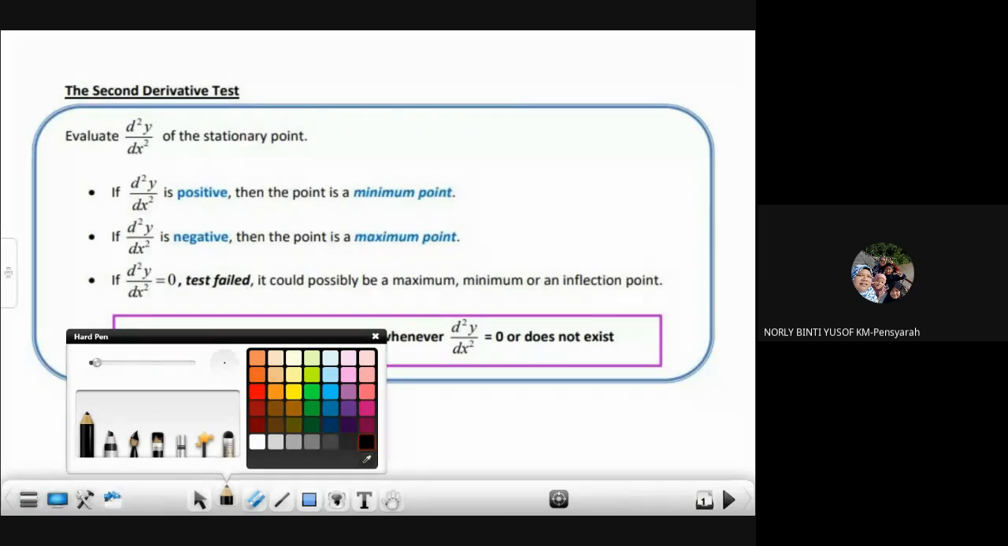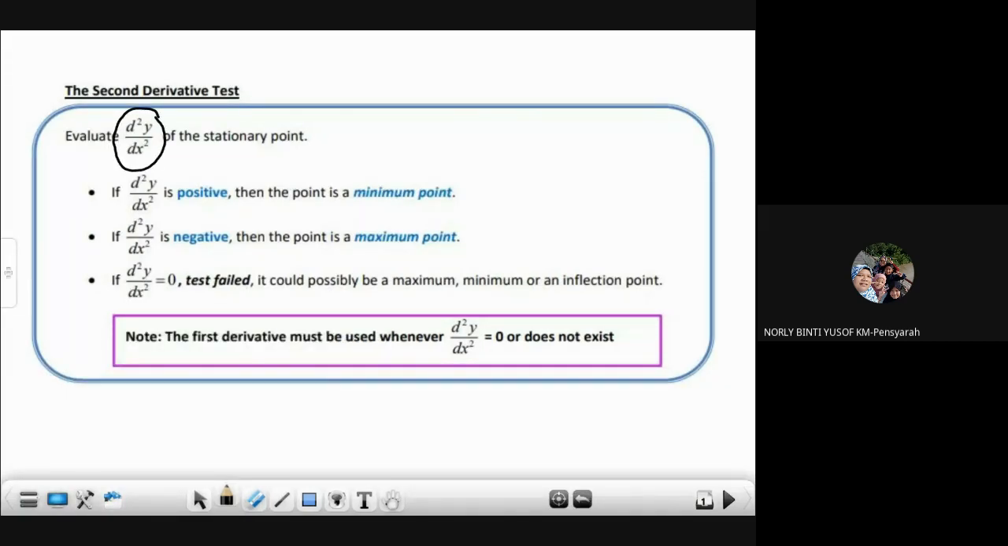Okay, second derivative maknanya second order lah kan, of the stationary point. You have to differentiate sekali lagi. That means differentiate from the first order, because you already learn the higher order of derivative in 1.3. Okay, 1.3, after you learn your rules of differentiation.